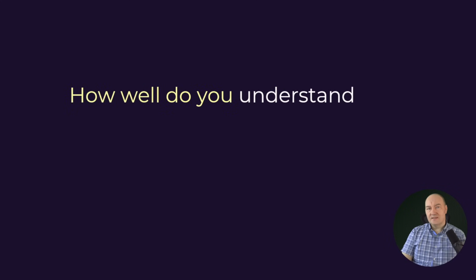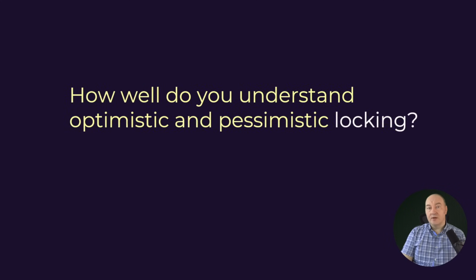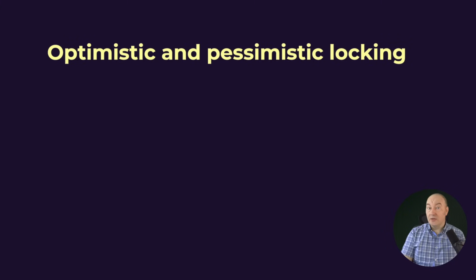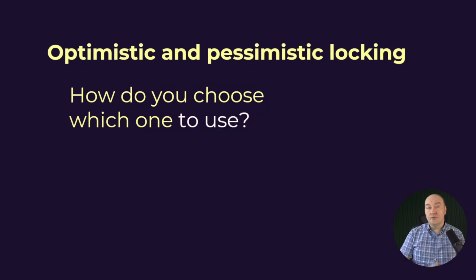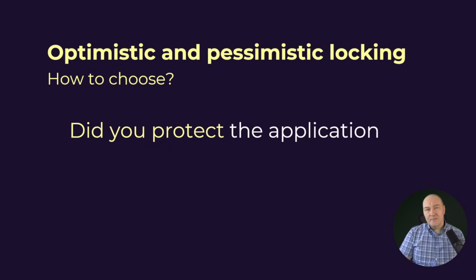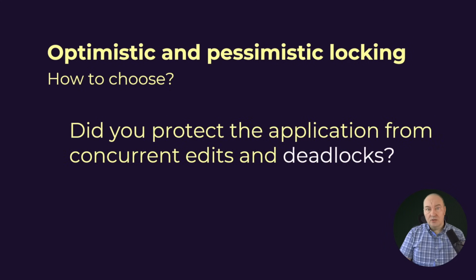How well do you understand optimistic and pessimistic locking in your application code? Do you have second thoughts about them? How do you choose which one to use? Did you protect your application from concurrent edits, from deadlocks?